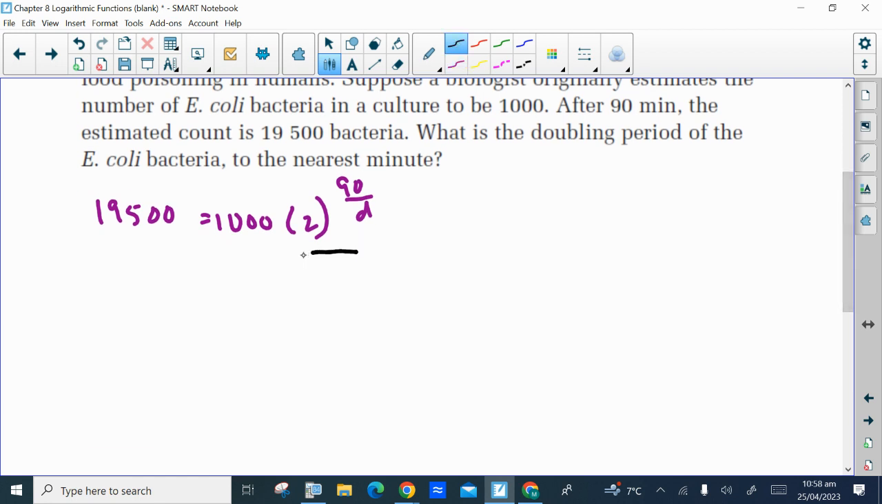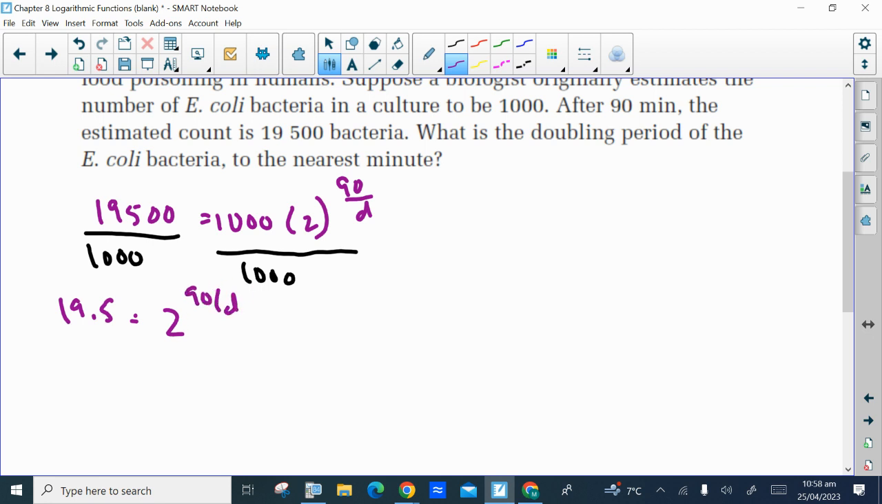I would start by dividing by 1,000 on both sides. That'll give the exponential function on the right by itself. On the left, when you divide by 1,000, you move the decimal 3 spots to the left because there's 3 zeros. That'll give us 19.5 on the left, equals 2 to the power 90 over d.